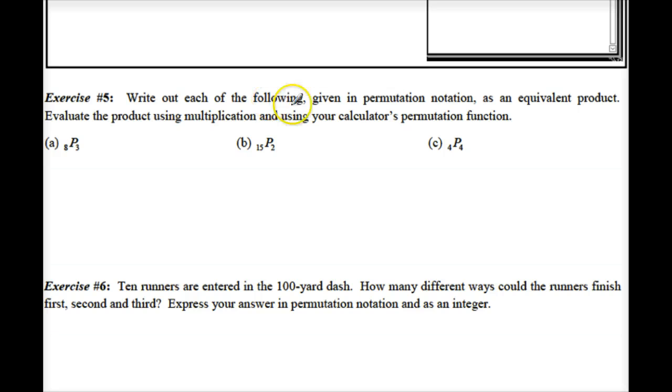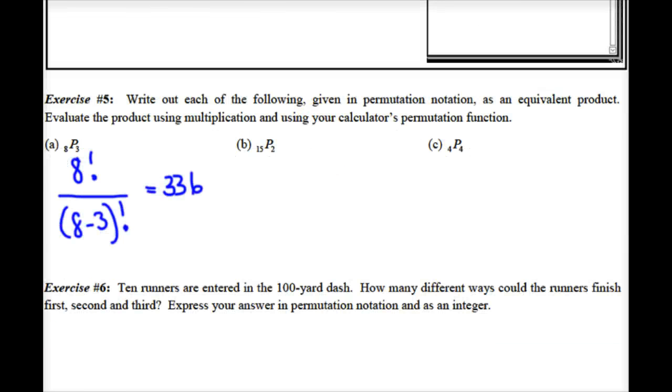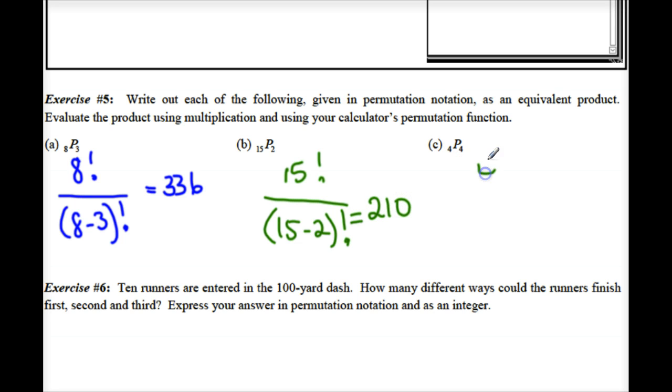Now I want you to practice, write out the following permutation. What's your n? And I want you to write this out as a permutation. Remember, it's n factorial, which is 8 factorial over 8 minus 3 factorial. And then you should do this on the calculator. You get 336. So remember, on the calculator, you will enter 8, 3. What about B? Try doing B. 15 factorial over 15 minus 2 factorial, which will give us 210. Here is 4 factorial over 4 minus 4 factorial, which is 24.